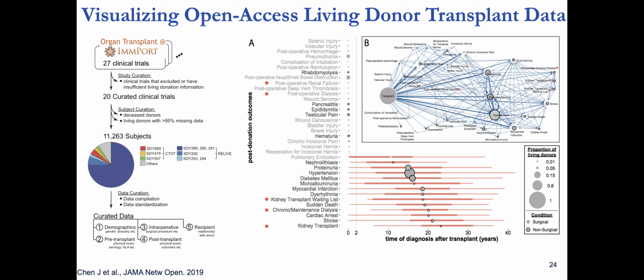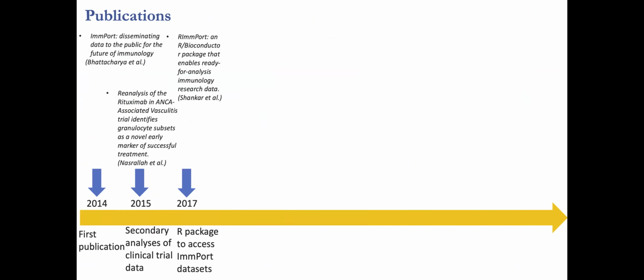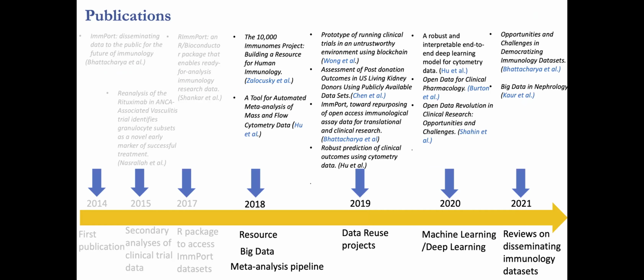We were just looking at the post-donation outcomes here. This was another use of data coming from different CTOT studies. As you can see here, we have about 20 clinical trials of data, and we were able to build this trajectory. Like this, over the years, we have a lot of publications using data, big data, meta-analysis. We built a meta-analysis pipeline, machine learning. Today I highlighted a few of them, and we also wrote a lot of reviews.